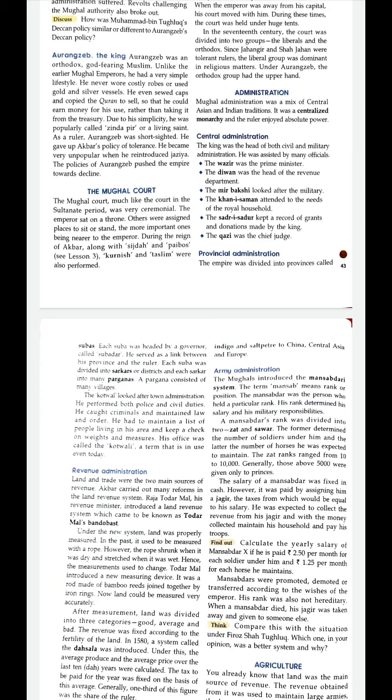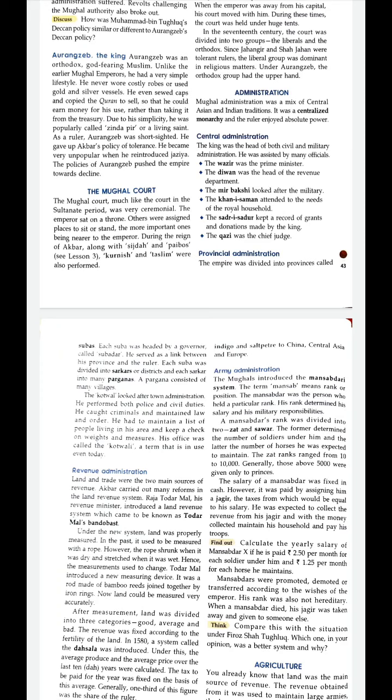Clear? Now we have the Kotwal, who was there. Okay, now this Kotwal used to look after town administration. He used to perform both the police and civil duties. He used to catch the criminal and maintain law and order in the administration.